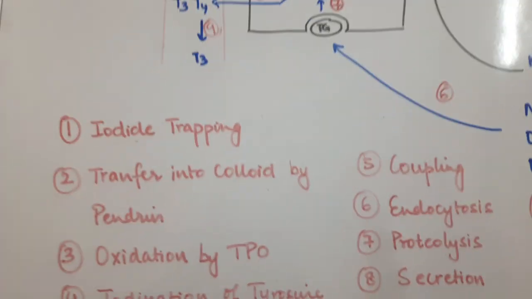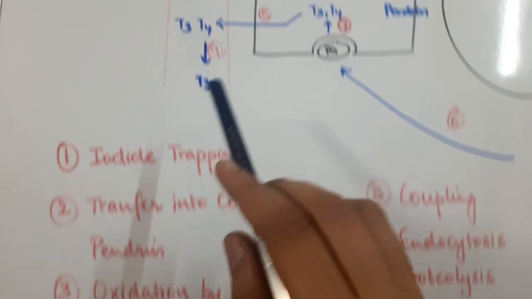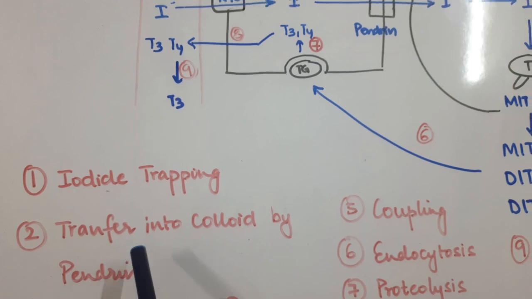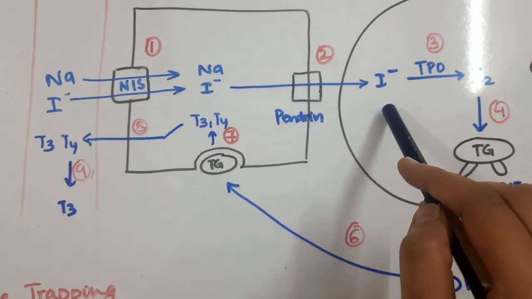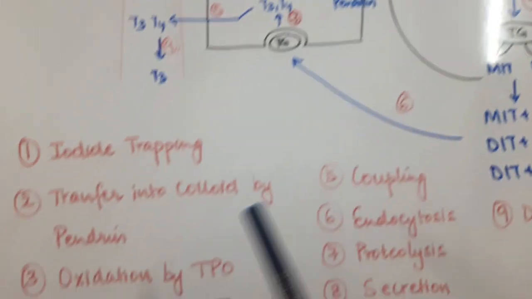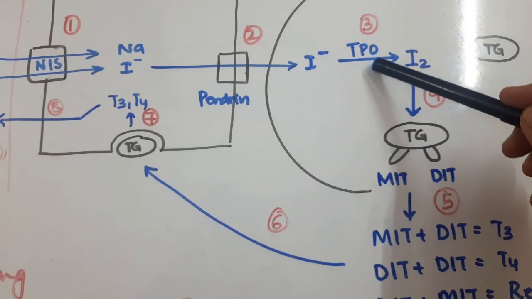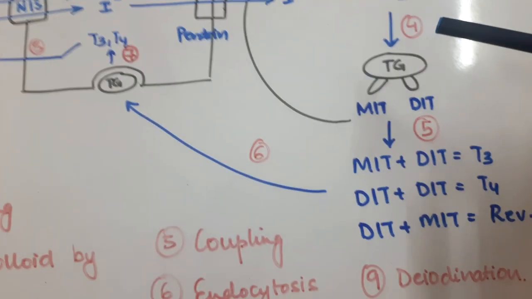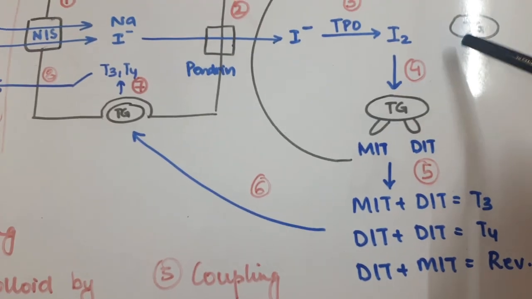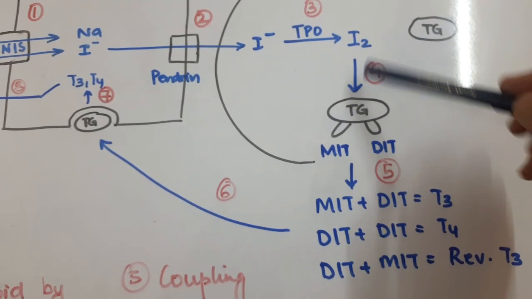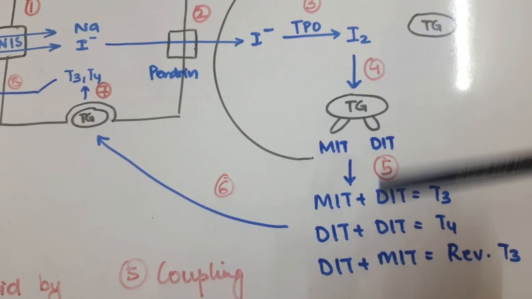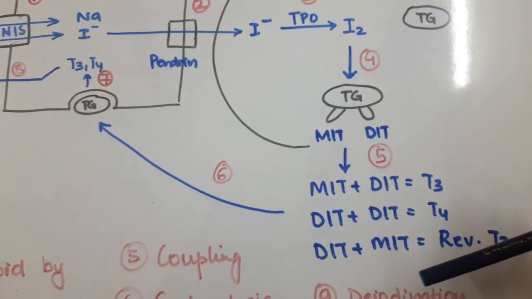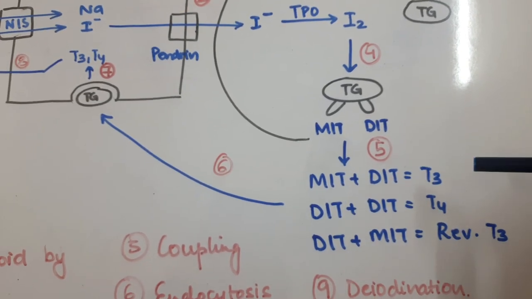Now if we revise once more, the first step is iodide trapping by the sodium iodide symporter. Next step is transfer of iodide into the colloid by pendrin. The third step is oxidation by thyroid peroxidase, oxidation of iodide into iodine. Fourth step is iodination of the tyrosine residues present in thyroglobulin and formation of MIT and DIT. Fifth step is coupling of these MIT and DIT in different combinations to form the thyroid hormones.